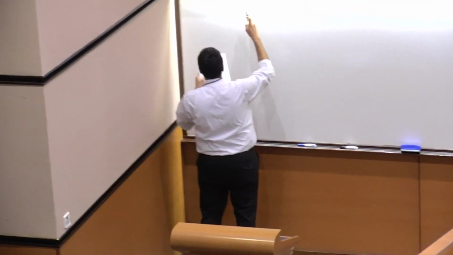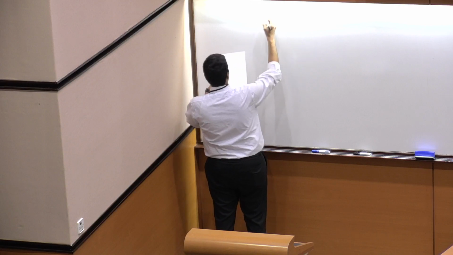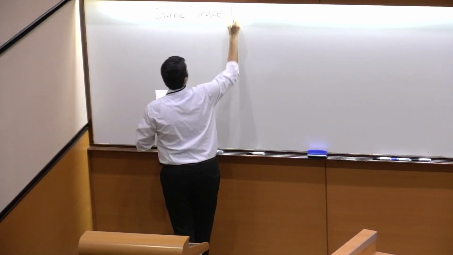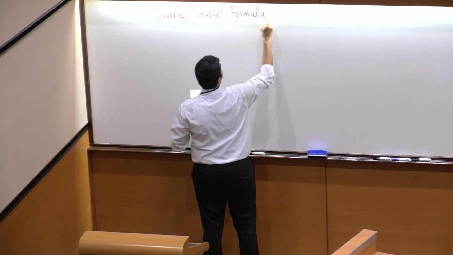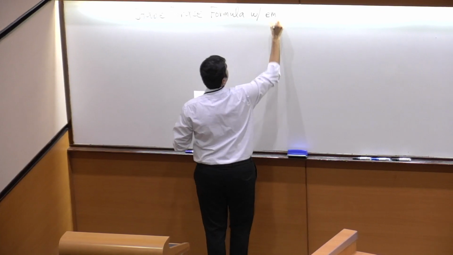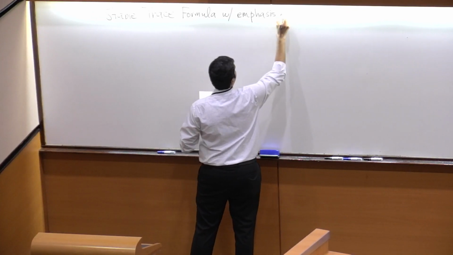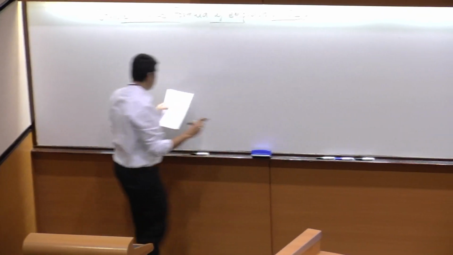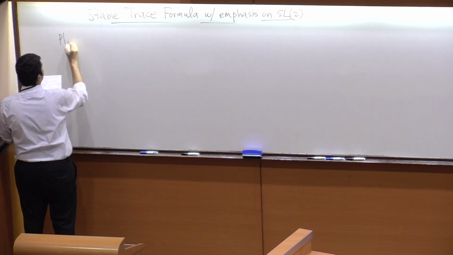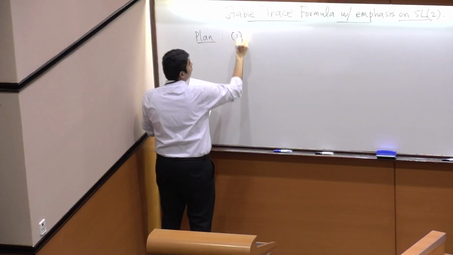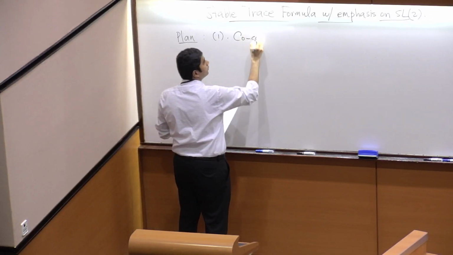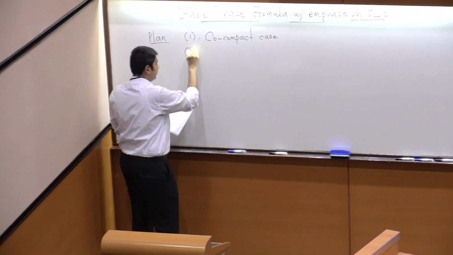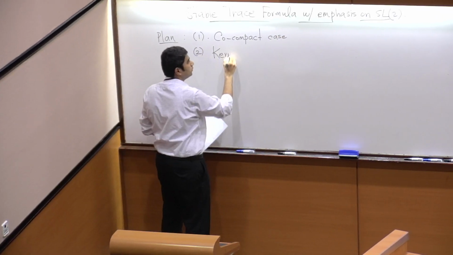So this is the stable trace formula, with emphasis on SL2. Let me give a brief outline of the plan. First I will talk about the cocompact case, very briefly. We will define the kernel and its truncation.